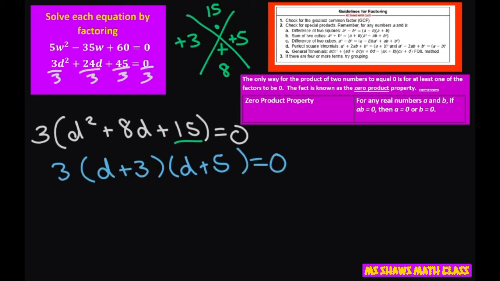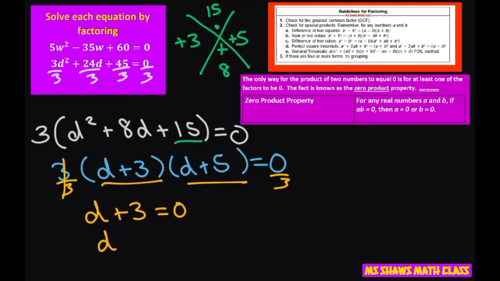Now, as before, technically we don't need this 3 because we're just solving. You divide both sides by 3, and 0 divided by 3 is just 0. So we'll just set both of these to 0. And as you subtract 3 from both sides, you get d equals negative 3. And on this one, you get d plus 5 equals 0. If you subtract 5 from both sides, you get d equals negative 5.